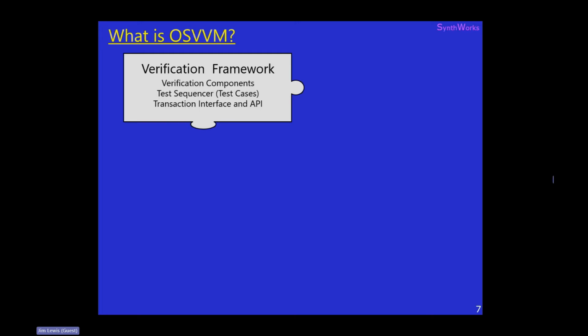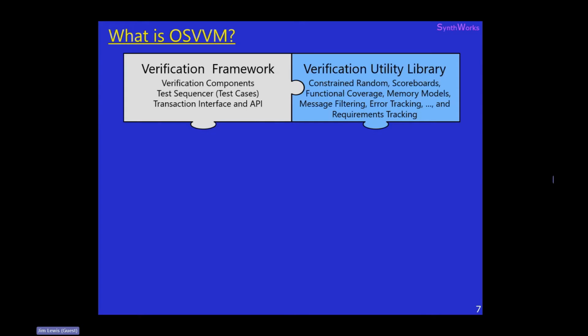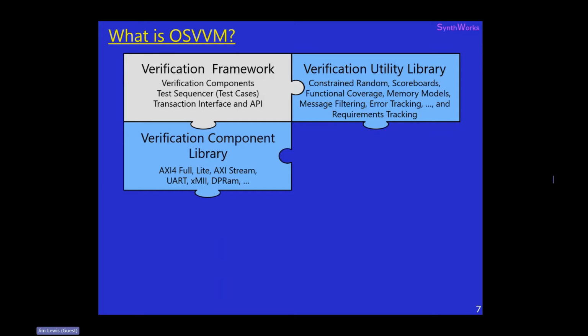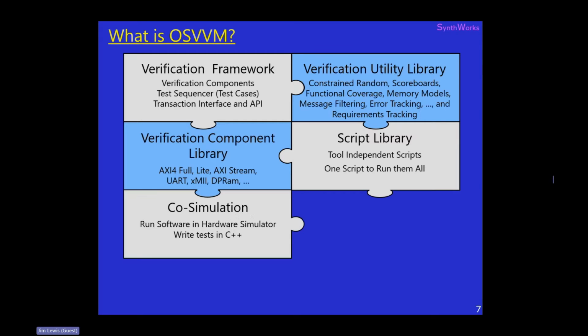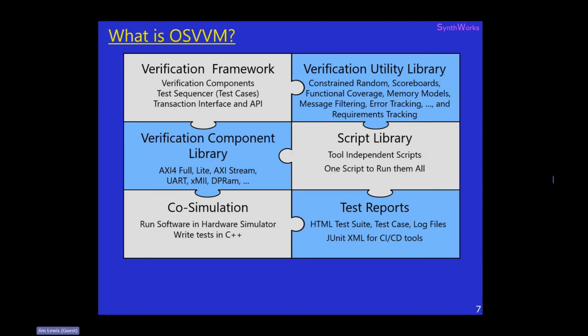What is OSVVM? OSVVM is a verification framework, just like SystemVerilog and UVM is a verification framework. It's a verification utility library that gives VHDL advanced verification features such as constrained random, functional coverage, and requirements tracking. We have a verification component library. We have a scripting library that gives us tool-independent scripts, basically one script to run any of our simulators. We have a co-simulation capability that allows us to run software in our hardware simulator, such as writing tests or booting code in your VHDL simulator.